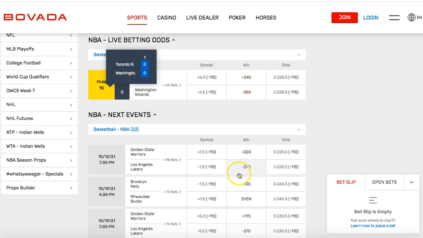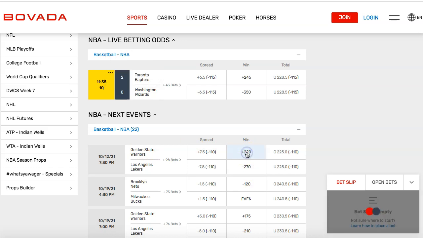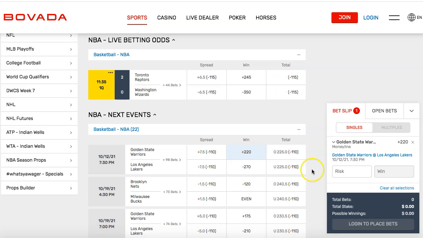So for this particular game, the Lakers are the favorite. That's why there's a minus 270, and the Warriors are the underdog. That's a plus 220. So whenever there's a plus, they are the underdog and you're going to make more money. So what plus 220 means is if you bet $100, you would make $220, right? If you bet 1,000, you make 2,200. So regardless of how much you bet, you're going to make 2.2 times your money.